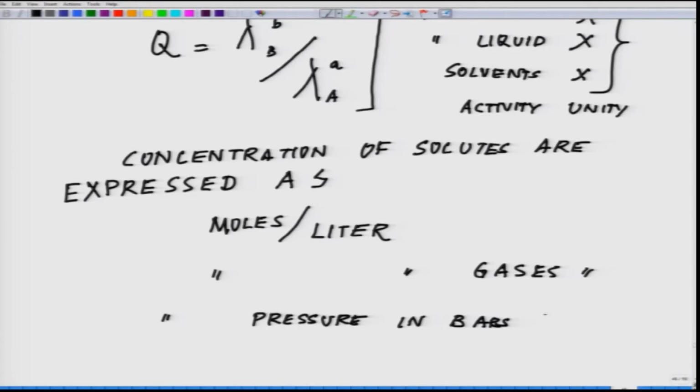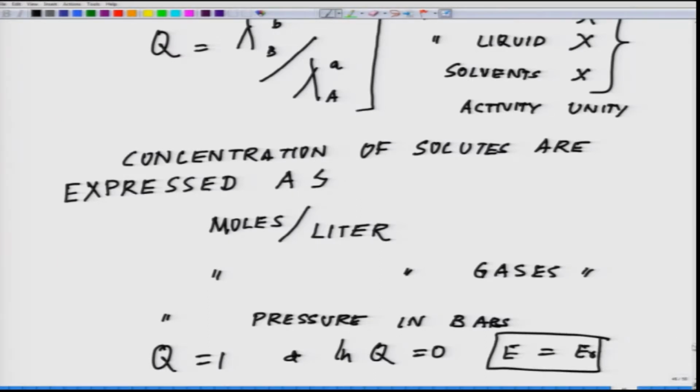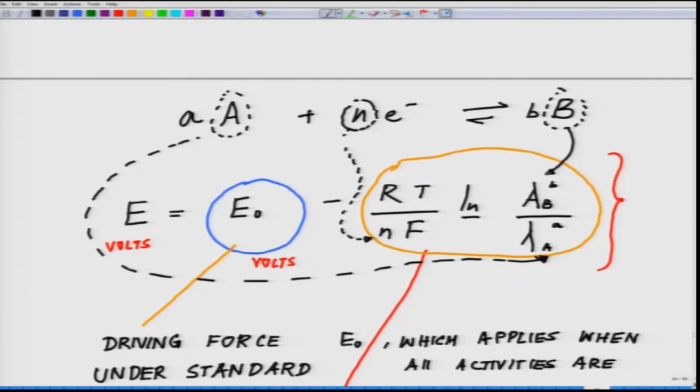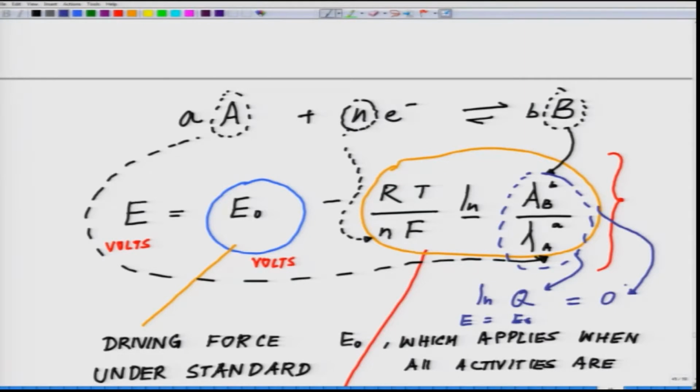Okay, so keep this in mind: when all activities are unity, Q is equal to 1, and then the natural log of Q is equal to 0, and that will give you E is equal to E0. If you look at this equation, if this whole term becomes unity, then the natural log of Q becomes 0, and in that situation E is equal to E0, because this whole term will become 0. So, keep that in mind.